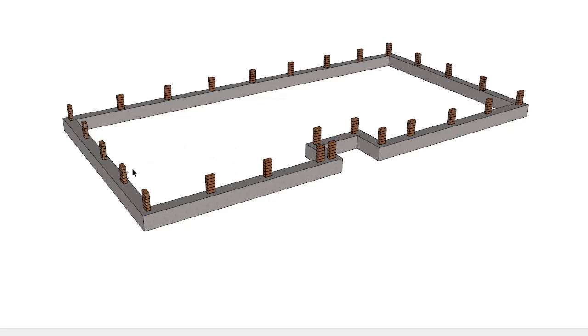The other place you see engaged piers nowadays is in the internal wall of a garage. The engaged piers run the full height of the wall to help stiffen up the garage wall.